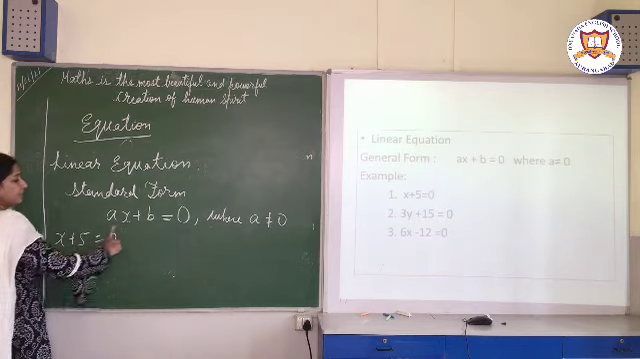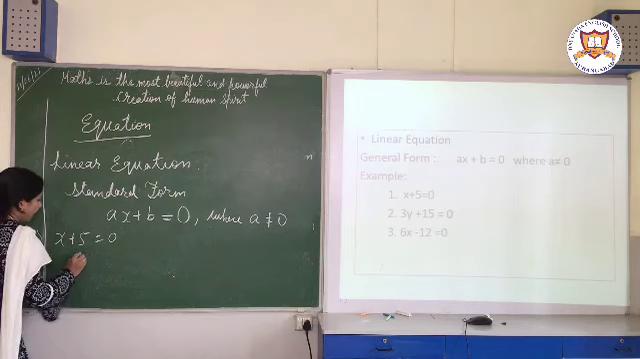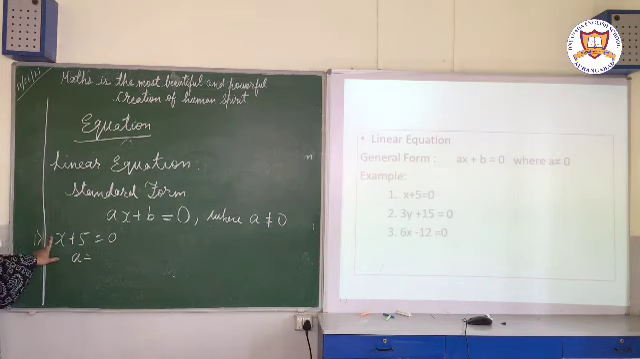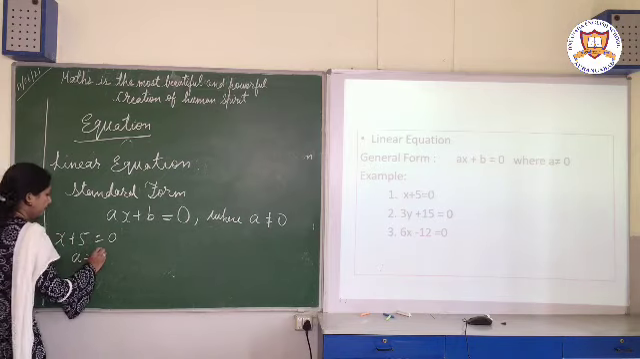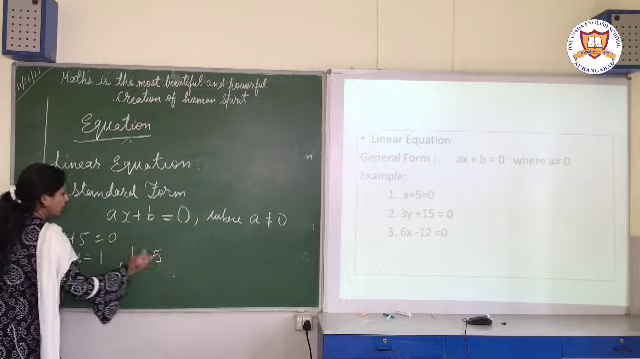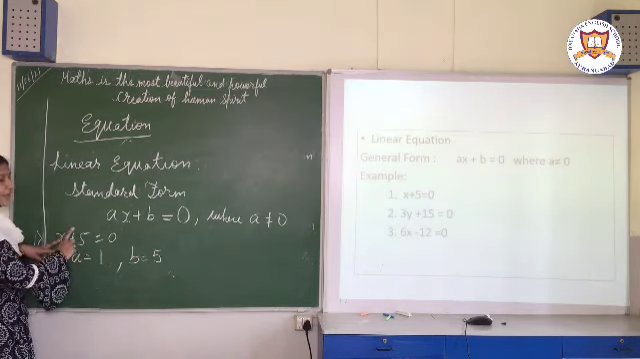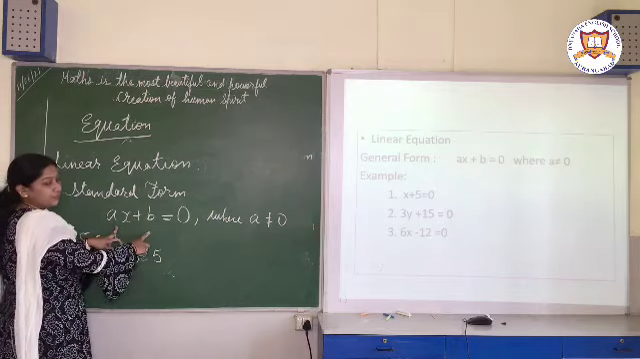Now if we compare this with this standard equation, here we get the value of a as, when nothing is there with x here, that means who is there? 1. Okay, and what is the value of b? That is constant, it is 5. Okay, so you have to compare this with this standard form.